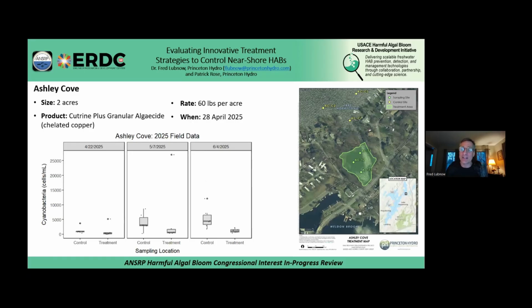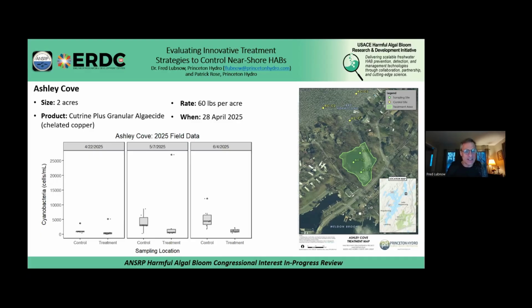I'm going to show you data for the 2 early season treatments because that data has already been analyzed. We're still in the process of analyzing the data from the late summer and fall treatments. The 2 that were done in April of last year, one was Ashley Cove. There we did a standard copper treatment with a chelated copper product. But again, the difference is we didn't wait for a bloom to occur. Instead, we did one treatment of the copper product, not during the summer, but in the spring, and we did it over the sediment water interface. So we were trying to be proactive and knock down that overwintering algae.